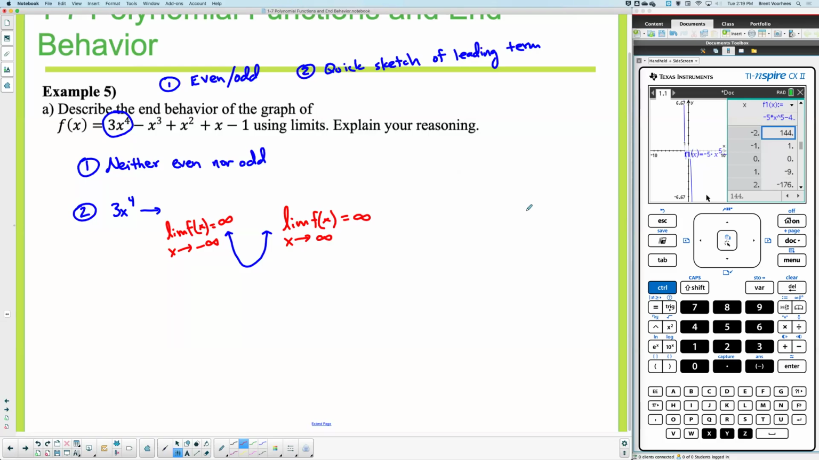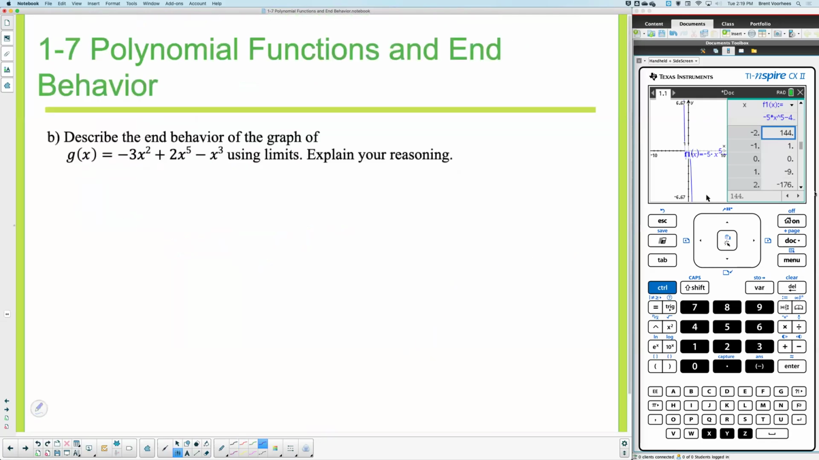Okay, let's do part B. Part B, what do you think? Number 1, is this an even function, odd function, or neither? This is neither. Very good. Why is it neither? We have a little bit of both. We have an even power and we have 2 odd powers. Therefore, it is neither. Good.